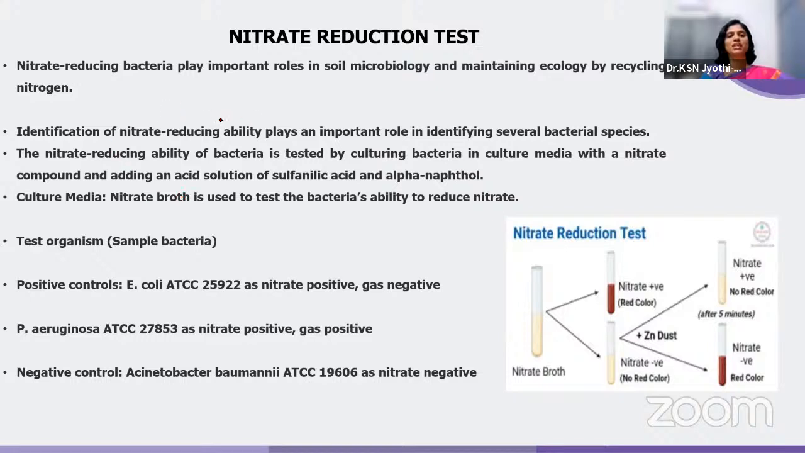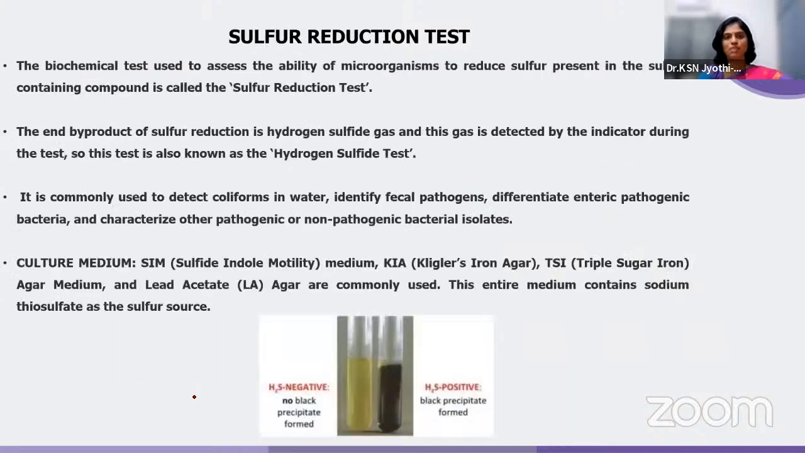So for example, you have nitrate reducing bacteria. They are very important in soil microbiology because they can recycle nitrogen. They will convert the nitrates into nitrites, and then depending on their ability, if they're producing nitrite, it will give you a red color compound in the broth. If they're not able to convert, you don't see any red color. So positive samples like E. coli are nitrate positive, they will give you a color. Similarly, Pseudomonas is also nitrate positive, whereas Acinetobacter is nitrate negative. So depending upon that, you will be able to study that ability of the bacteria.